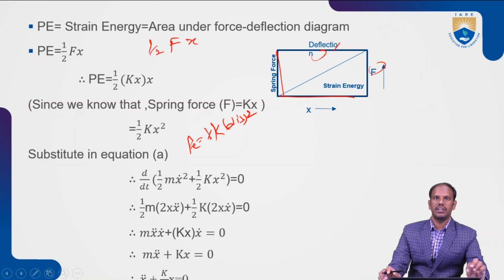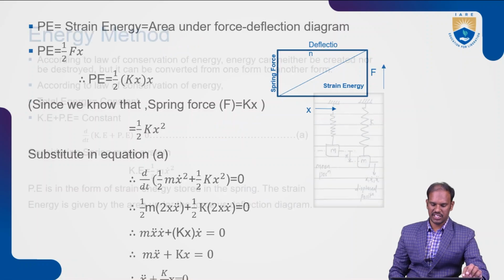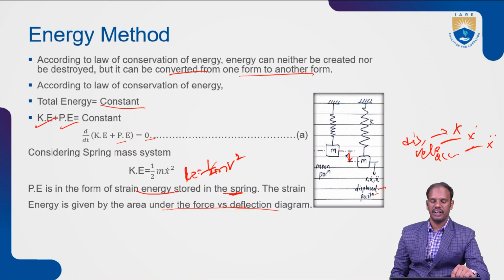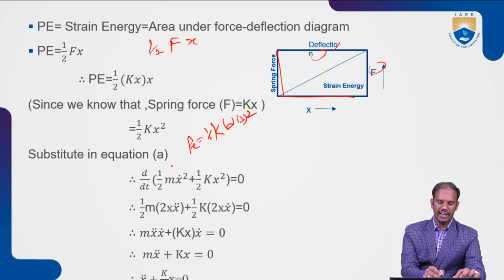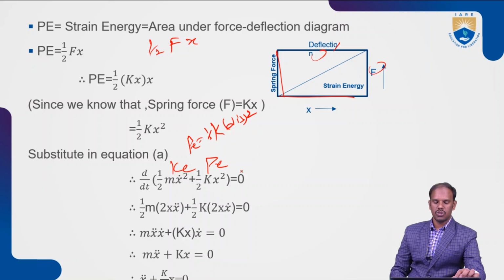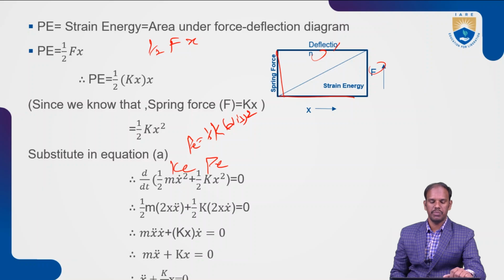So we just got these forces. We just got the kinetic energy, and here is the potential energy. Since we know that the spring force is nothing but k x, we write it in terms of k x square, and substituting all this into the previous equation, the summation of forces is going to be 0. So the kinetic energy plus potential energy: half m x dot square plus half k x square equals 0.